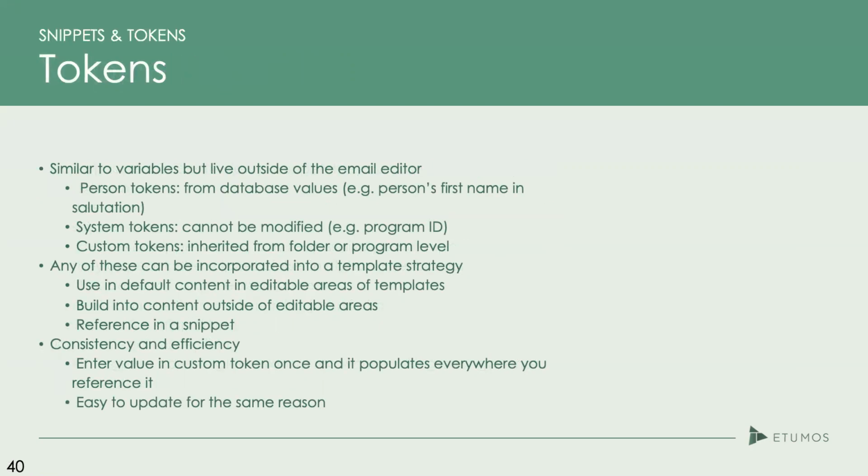Now I'm going to talk about tokens. Tokens are similar to variables, which I shared about earlier, in that they insert a value wherever it is referenced. One difference is where the tokens live and are populated, not in the email editor on an individual email asset. There are person, system, and custom tokens.